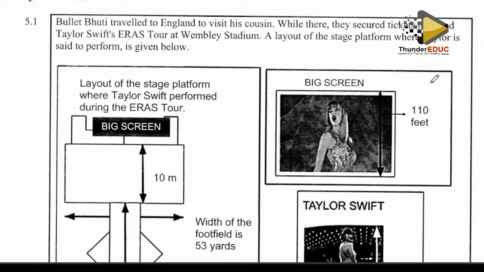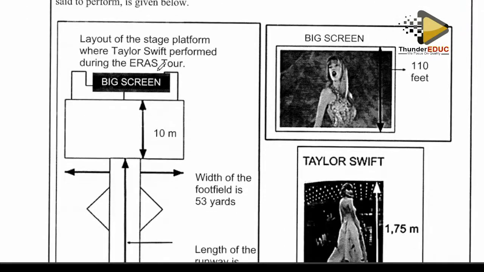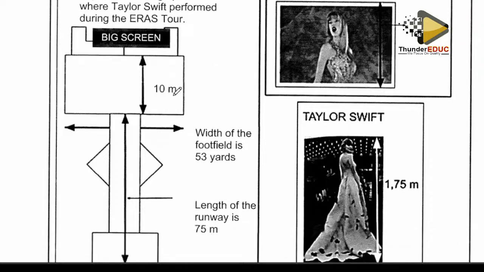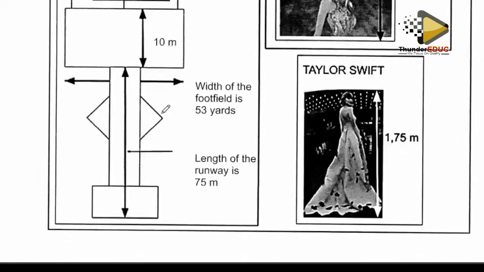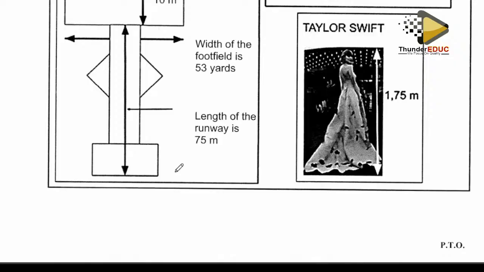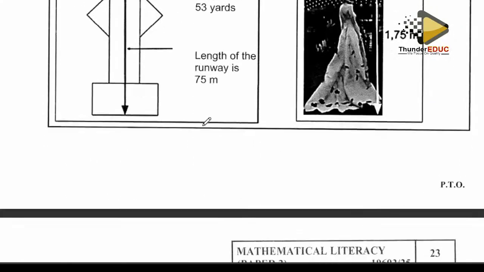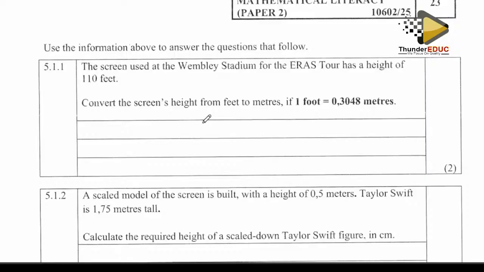Question number 5. Bullet Booty traveled to England to visit his cousin. While there, they secured tickets to attend Taylor Swift's Eras tour at Wembley Stadium. A layout of the stage platform where Taylor is said to perform is given below. The layout is just right there where Taylor performed, and there's a big screen behind. 10 meters, that's the width of the stage, I believe. Then this is the runway to the smaller stage in front here. Okay, let's look at the questions that follow. Use the information above to answer the questions that follow.